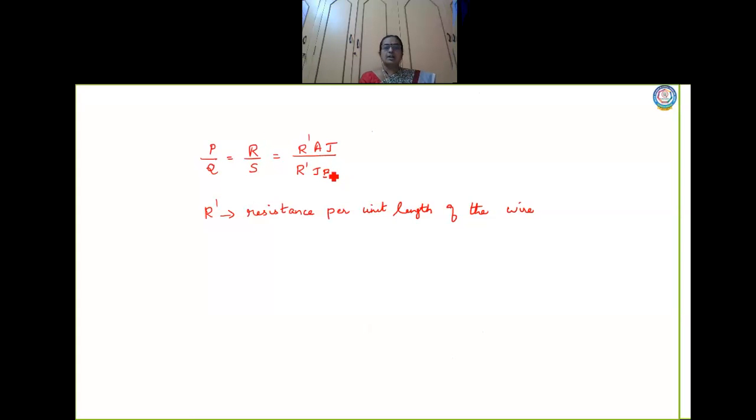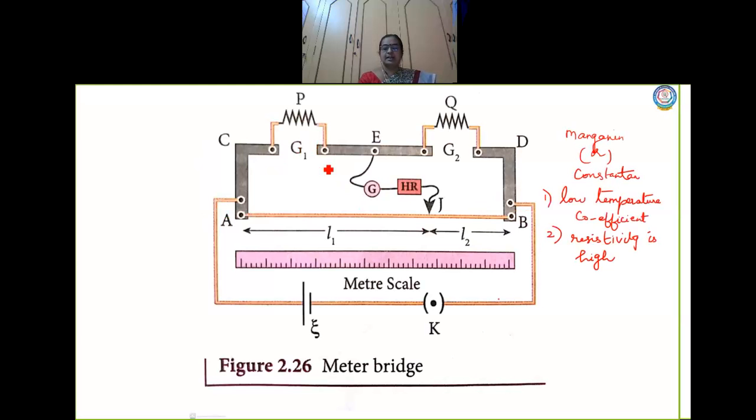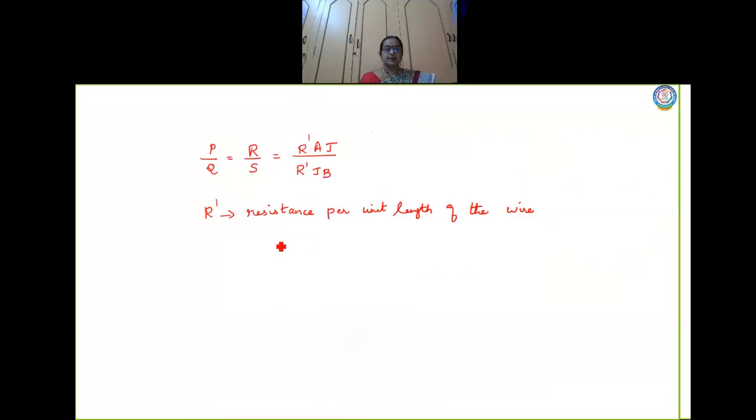So now what is AJ? Now look at the value of AJ. AJ is L1 and JB is L2. So substitute. P by Q is equal to, here R dash gets cancelled. So AJ is L1 and JB is L2.